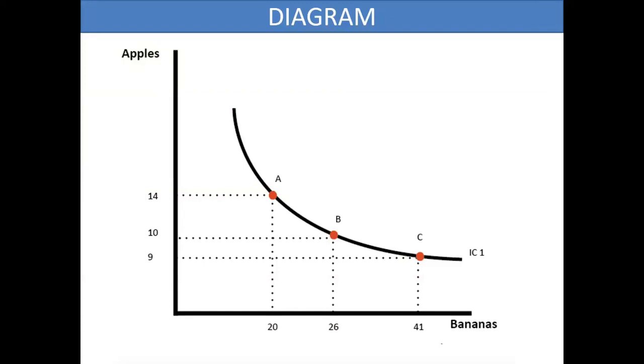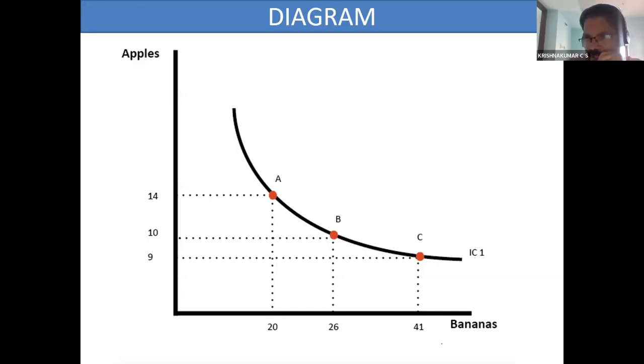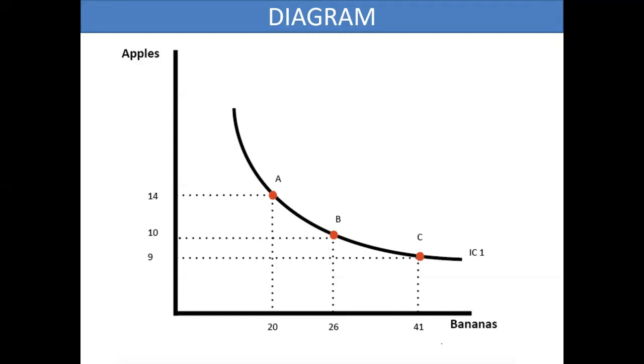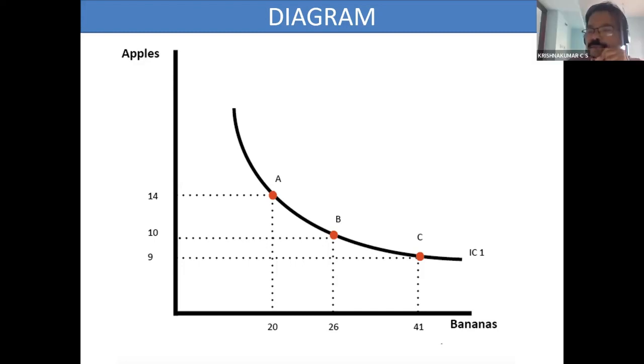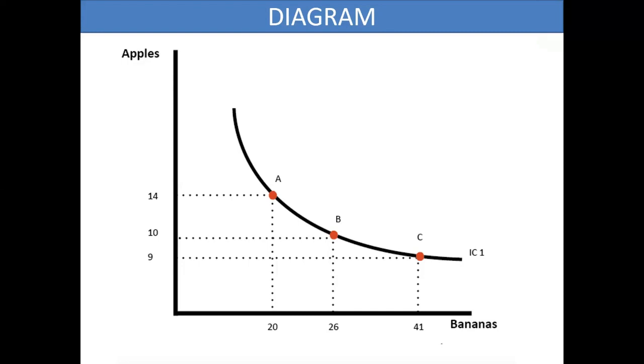MRS keeps on falling because of the operation of the law of diminishing marginal utility. Sir, your voice is breaking. Pardon? Some disturbance in the voice. Now it's okay. The disturbance has come from another person, ma'am. Somebody unmuted. Now is it all right? Yes, sir. Okay.